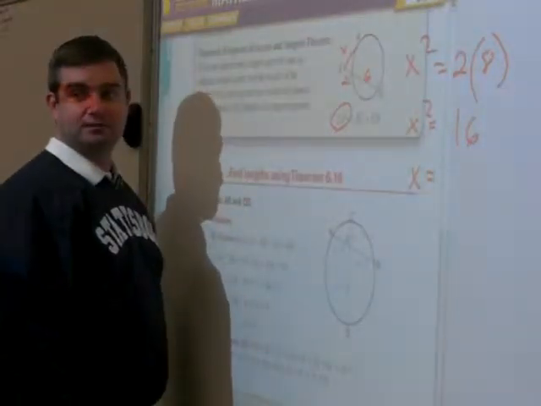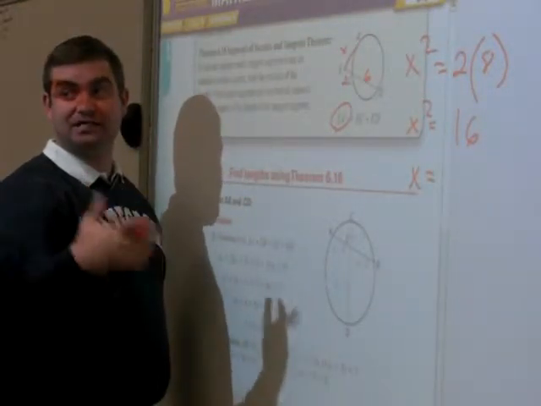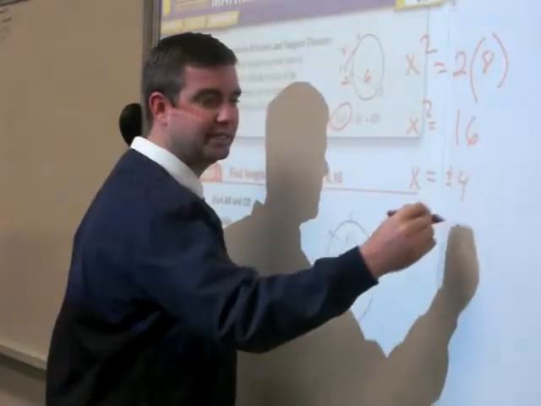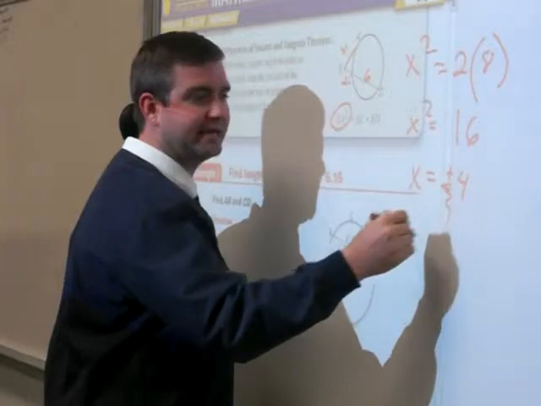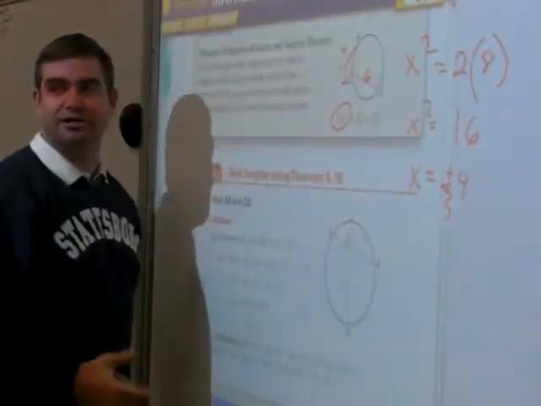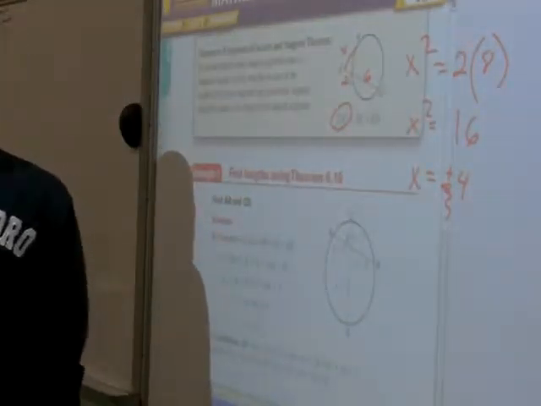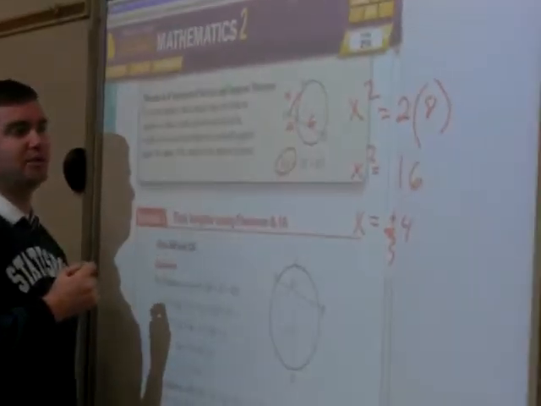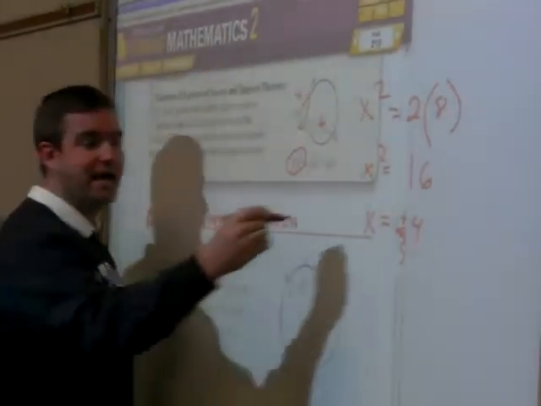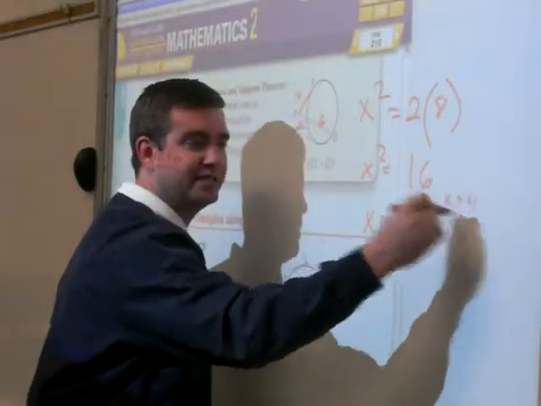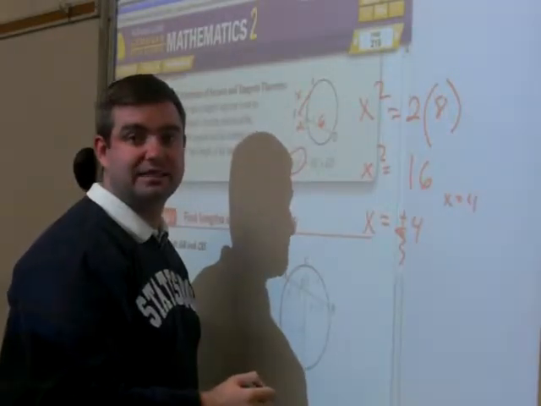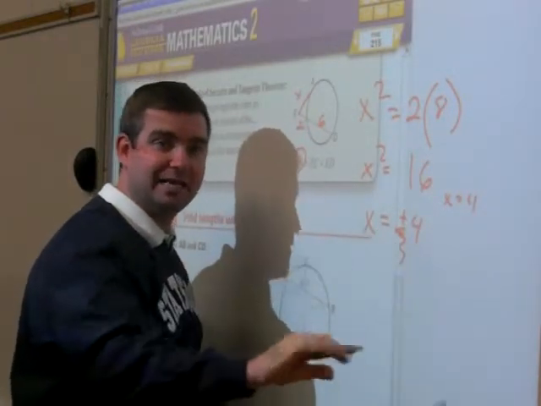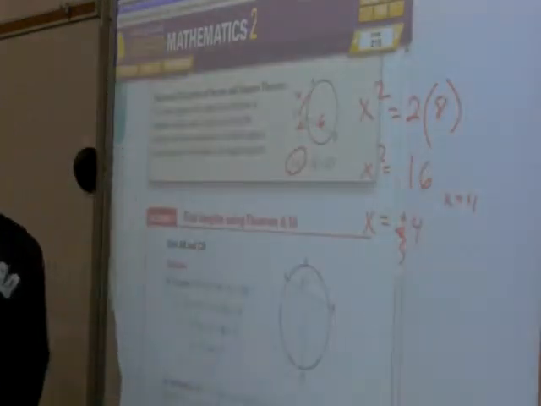Not 4. Don't be lulled into thinking that it just equals 4. Plus or minus 4. That's right. But what can we eliminate? We can eliminate the negative. Most of the time in geometry, you can eliminate the negative, because x can't be a negative value in this problem. But I don't want you to get in the habit of just saying x equals 4, because that's not true. It really equals plus or minus 4. You're just eliminating the negative answer because it's a distance.